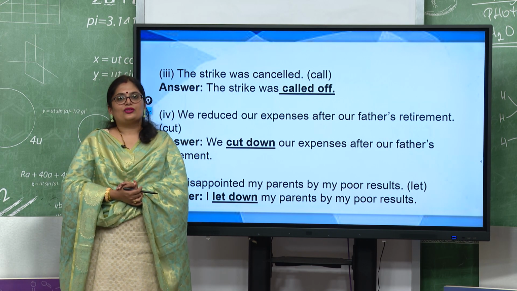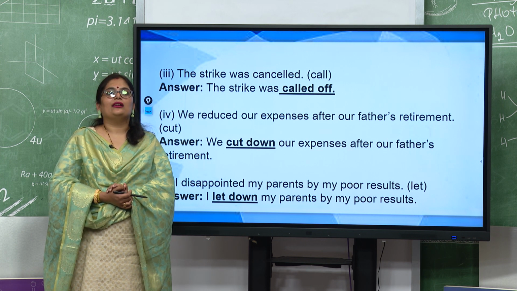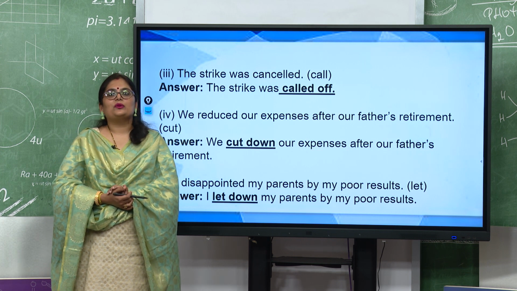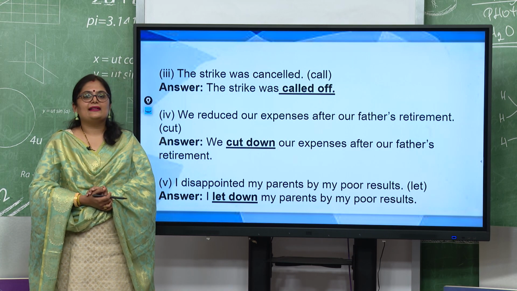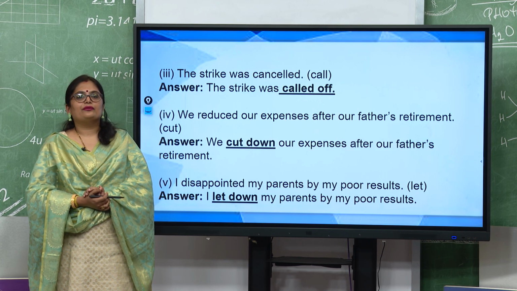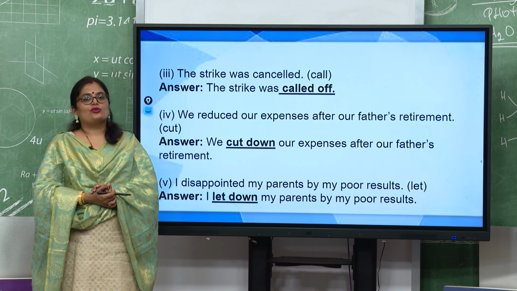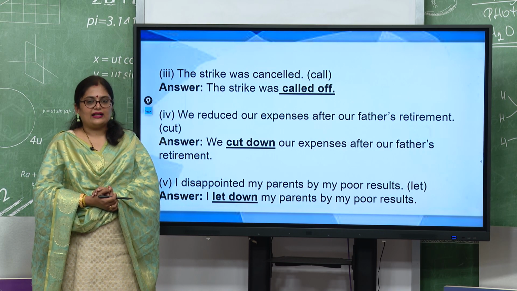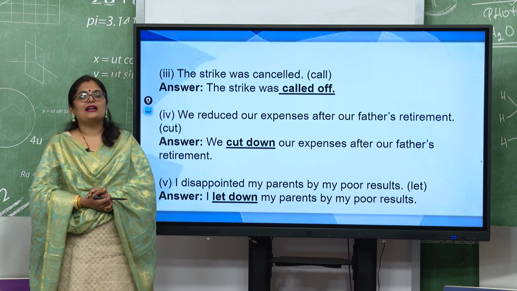Now, the strike was cancelled. What do we have as a word? Call. And how do we use it? The strike was called off. We reduced our expenses after our father's retirement. And what is the word for that? How do we use it as a substitution? The option is cut. So, what will be the answer? We cut down our expenses after our father's retirement.